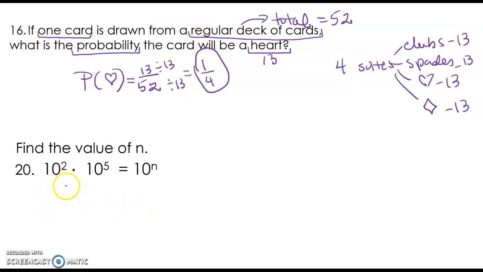Okay, on 20 it says find the value of n. Remember, when we are multiplying items with the same base, or items with exponents in the same base, we add our exponents. So this is going to be 10 to the 2 plus 5, which is 10 to the 7th, so n is 7.